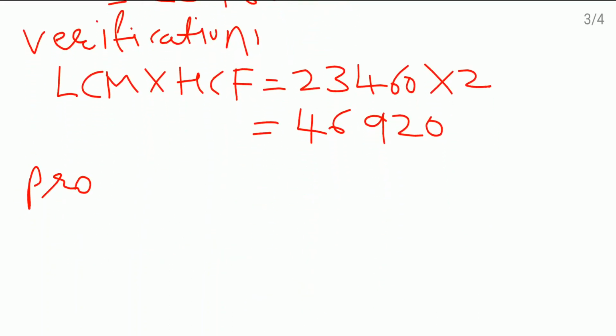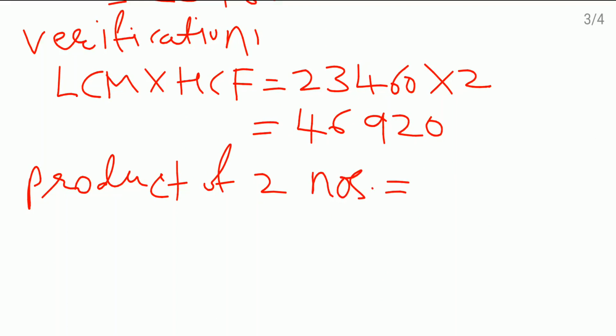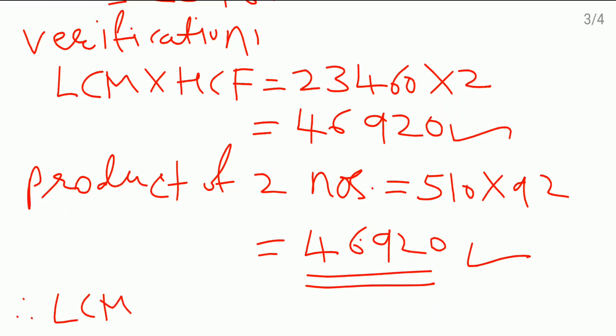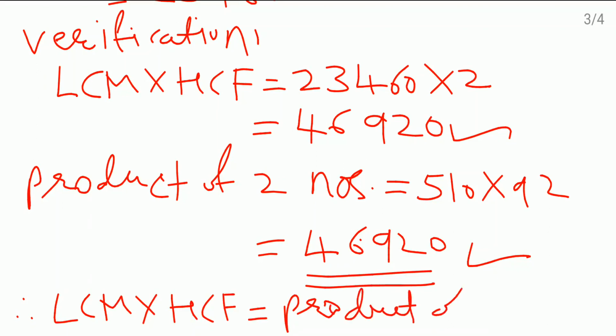See here, product of two numbers, which is equal to 510 into 92, which also comes as 46,920. Correct? See, both the numbers are same. So finally you can write down LCM into HCF, which is equal to the product of two numbers. Correct? Let us see the third one.